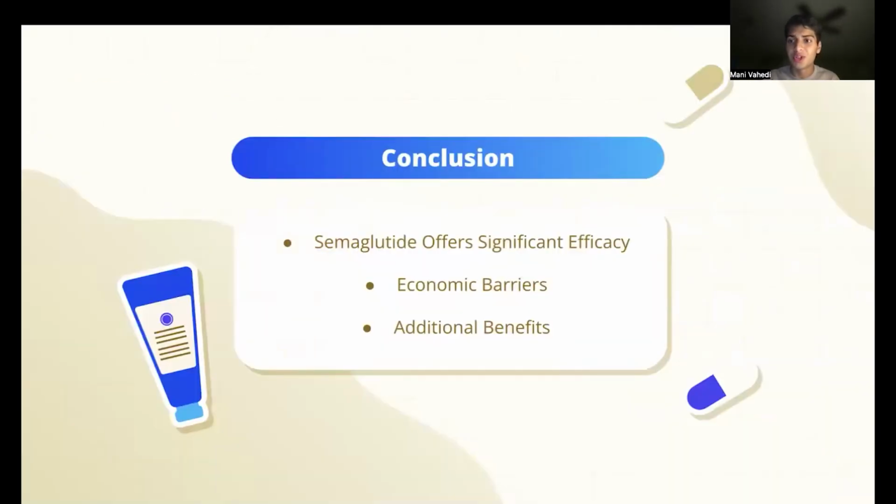Now, in terms of our conclusion here today, semaglutide can offer significant efficacy. It's more than double as effective as other treatments, with the exception of tirzepatide. However, that doesn't stop it from still being one of the top treatments we have for obesity currently. There are economic barriers, of course, such as the high cost per month for those uninsured. However, with competition and as more time passes and it's more accepted, that's going to reduce over time, and that's going to help those on the uninsured side.